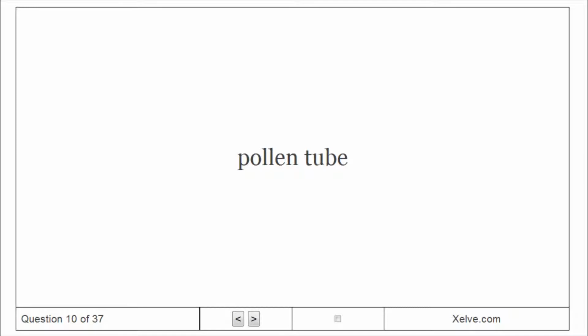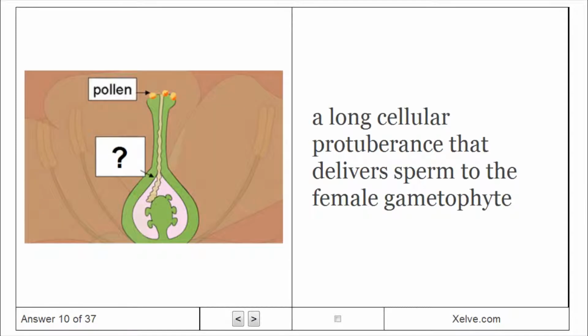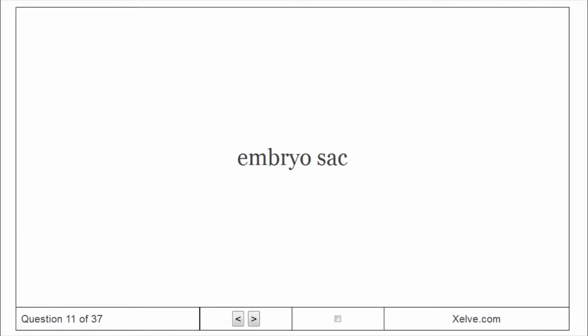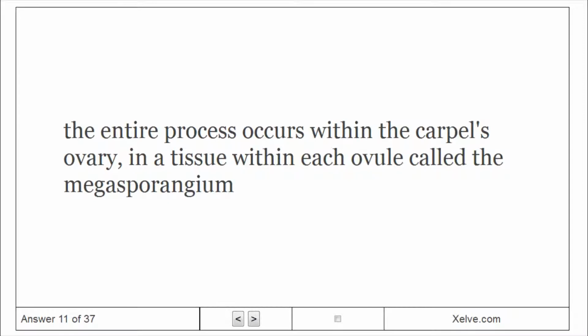Pollen tube. A long cellular protuberance that delivers sperm to the female gametophyte. Embryo sac. The entire process occurs within the carpel's ovary, in a tissue within each ovule called the megasporangium.